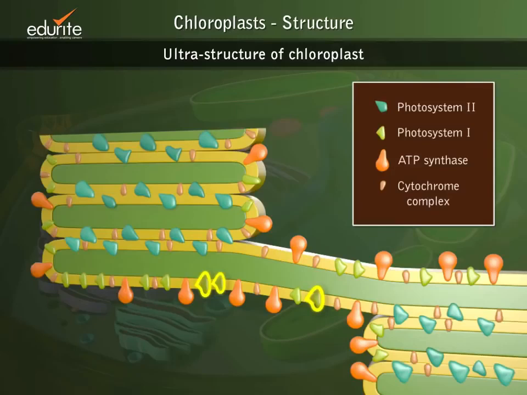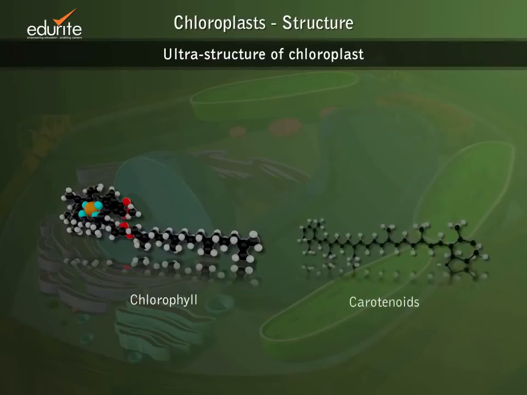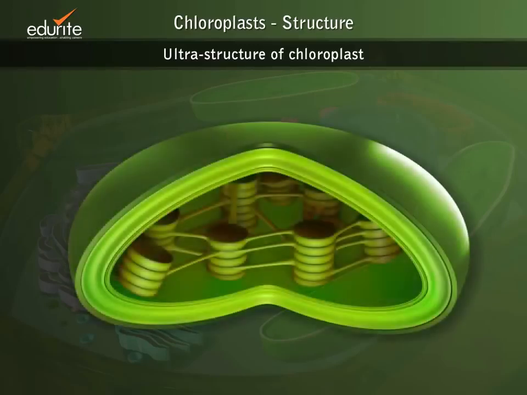The intergranal lamellae lack photosystem II but contain only photosystem I. The thylakoids contain photosynthetic pigments, namely the green pigments chlorophyll A and B, and the yellow to red pigments called carotenoids. Due to the three-membrane structure, the internal organization of the chloroplasts is more complex than in other organelles.